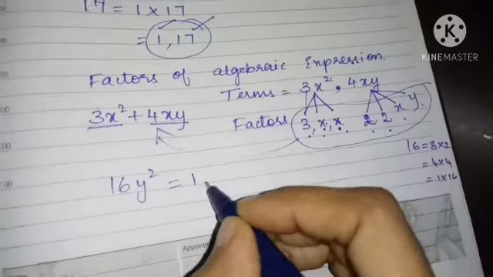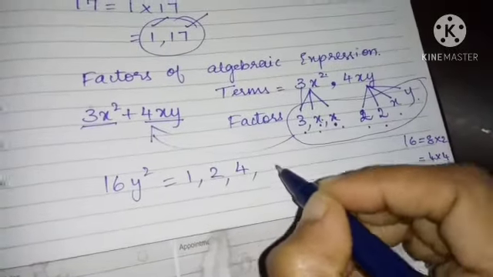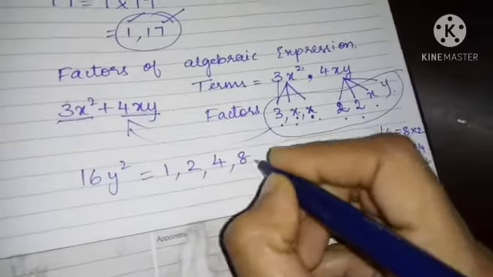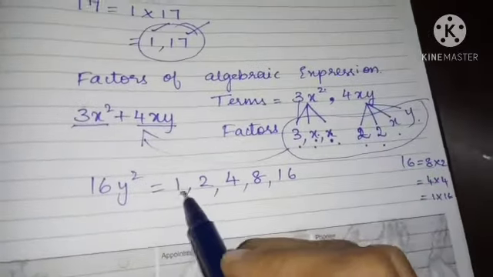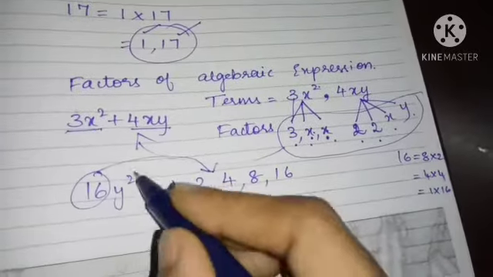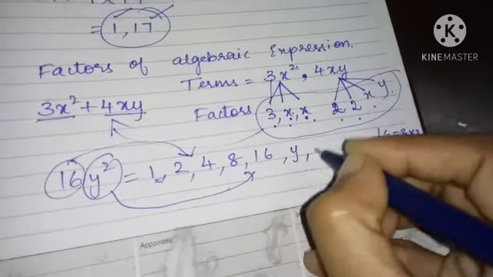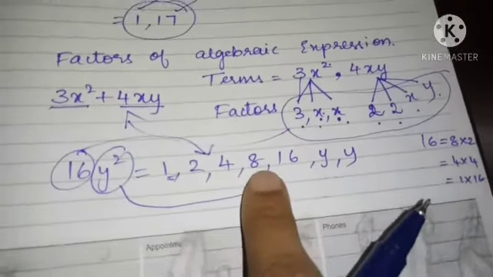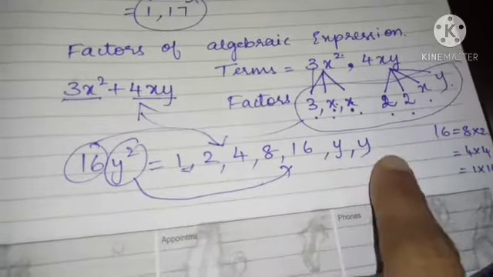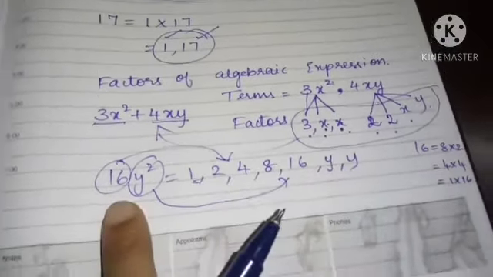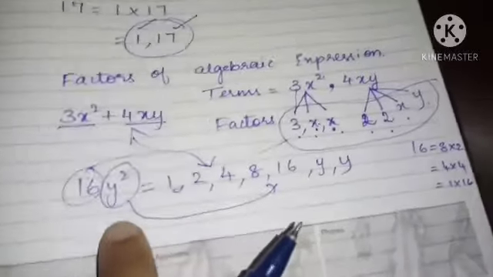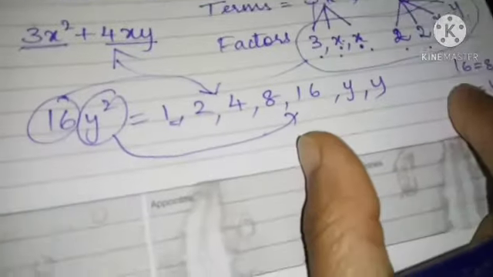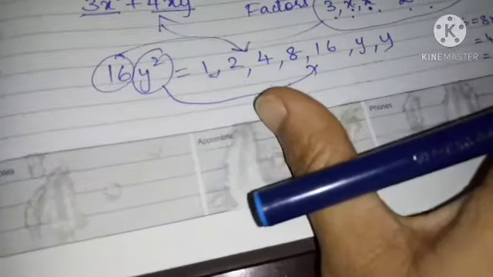So it comes in the 1 table, 2 table, 4th table, 8th table, 16th table. So 16 is separated like this. Then now y square, y into y. So what are the factors now? 1, 2, 4, 8, 16, y, y. So these are the factors of this term 16y square. After this factorization, we do not want to separate it anymore. This is the last chance of separating it.